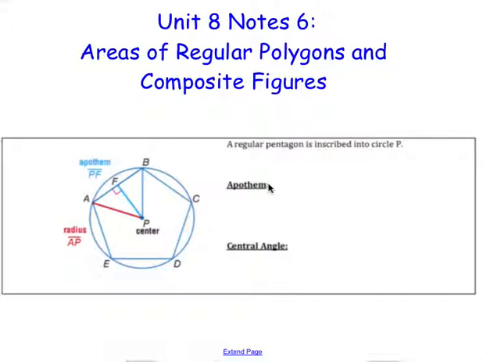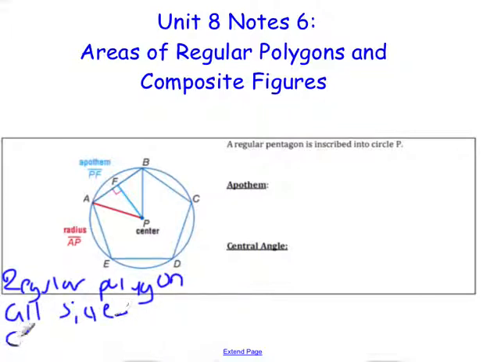We're going to be talking about areas of regular polygons. Regular polygons are polygons that have all the same sides. So if there are 5 sides, all 5 sides are the same length, and that's what makes it regular. First thing we want to define, and maybe just write that down: for a regular polygon, all sides are congruent.